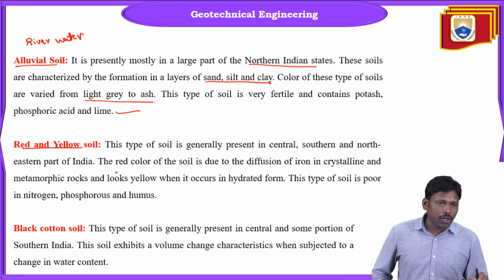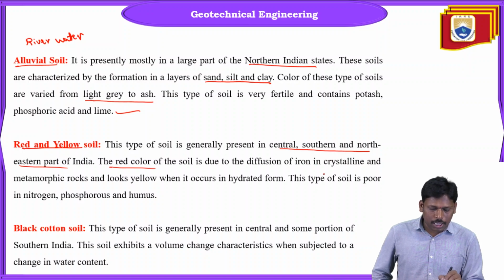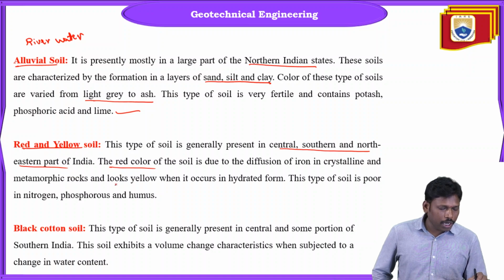Red and yellow colored soil. These types of soils are generally present in central, southern, and northern parts of India. The red color of the soil is due to the diffusion of iron in crystalline and metamorphic rock, and it looks yellow when it occurs in hydrated form. We can see this type in southern and northeastern parts of India.